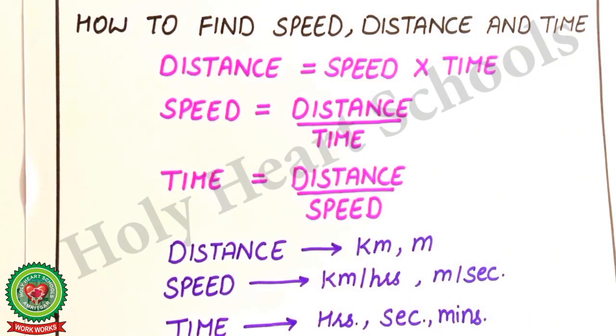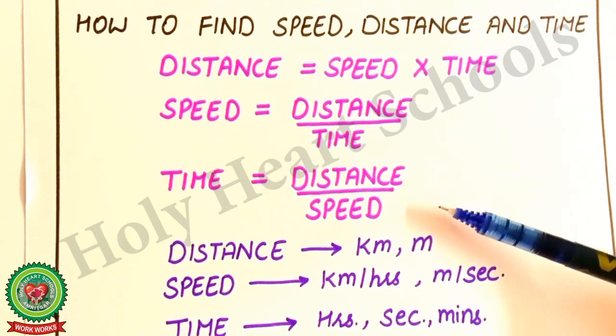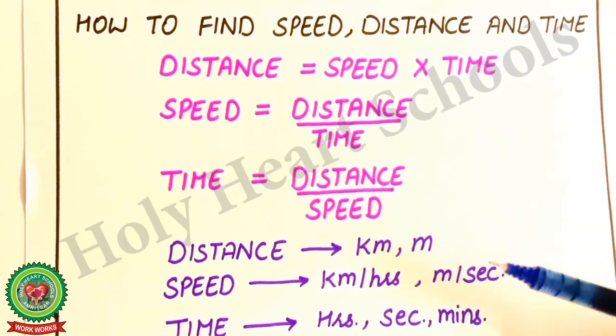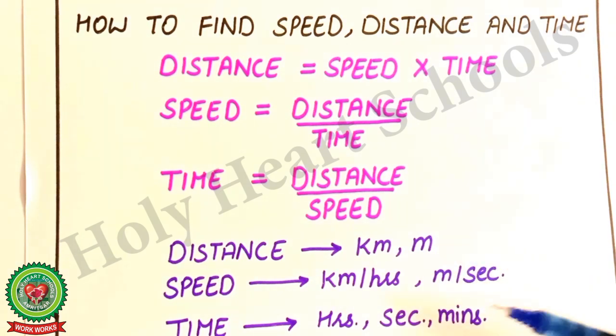First of all, we are going to discuss how to find speed, distance and time. As we already know, distance is speed into time. Then the speed formula is distance upon time, and time is distance upon speed. Units of distance are kilometer and meter, speed is in kilometer per hour and meter per second, and time is in hours, seconds and minutes. Now we will do one example related to this topic.